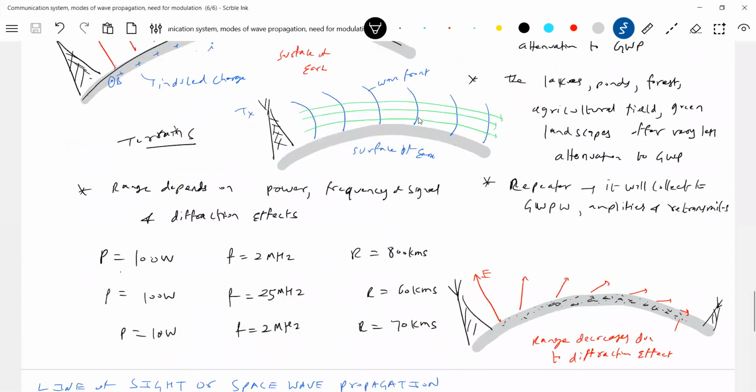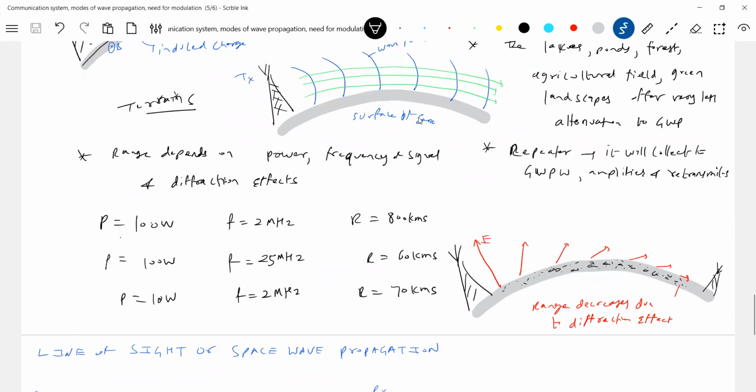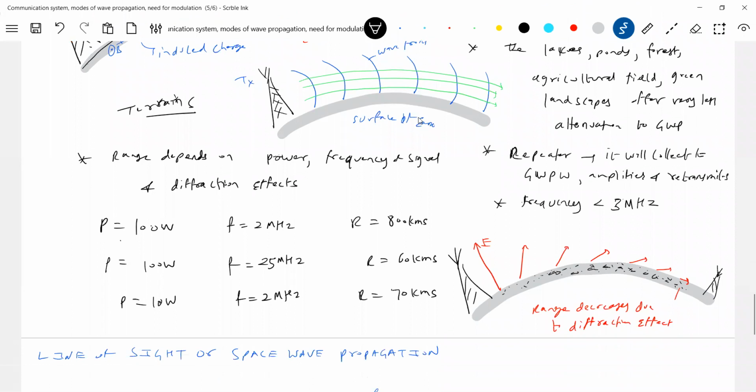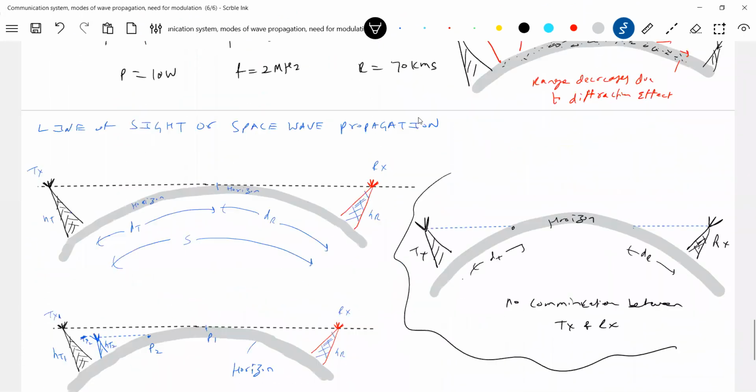I think I have to communicate, no? So what range of frequencies? Frequency should be less than 3 megahertz. We don't have an exact boundary, say around 3 megahertz. So the ground wave propagation, what frequencies will it support? Less than 3 megahertz. Anything more than that, the diffraction effects will come into the picture and also attenuation, and there will be more losses at higher frequency. So the ground wave supports EM waves of frequency less than 3 megahertz.